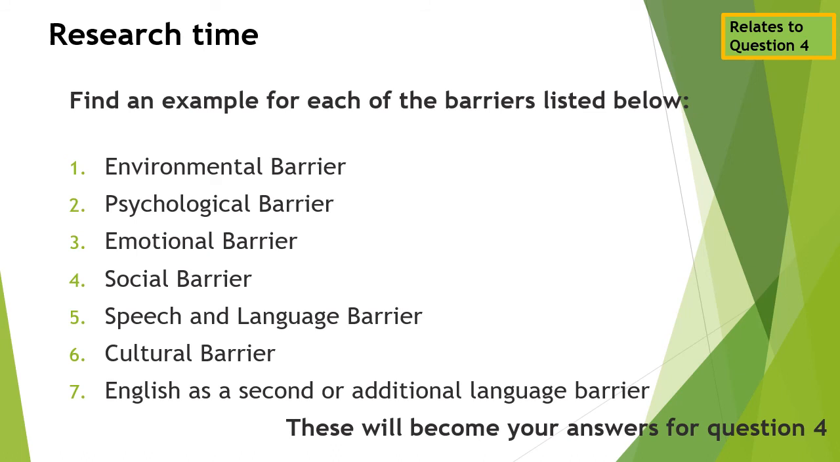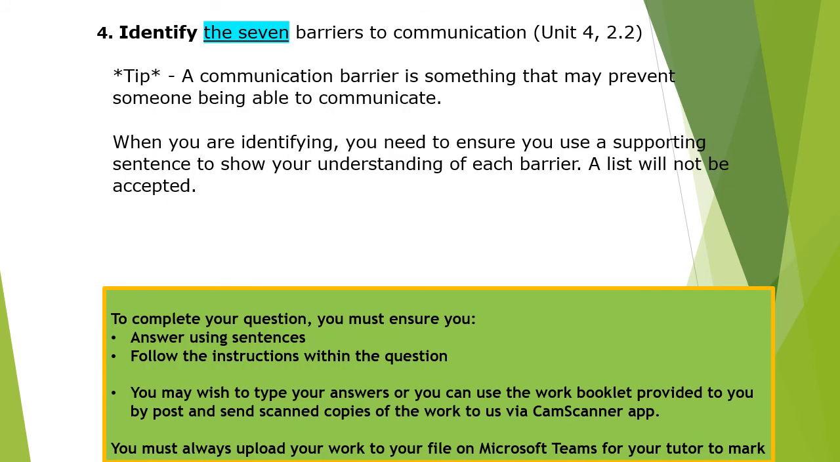And then the next slide, you've got question number 4, but your research here will be your answers for question number 4, and you can record them in your workbook. And here is question number 4, asking you to identify the 7 barriers to communication. A communication barrier is something that may prevent someone being able to communicate. And obviously, because you're identifying, remember, you must put a supporting sentence to show your understanding of each of the barriers, and a list will not be accepted. You need to put that supporting sentence. So, go and do your research and look at those 7 different types of barriers.